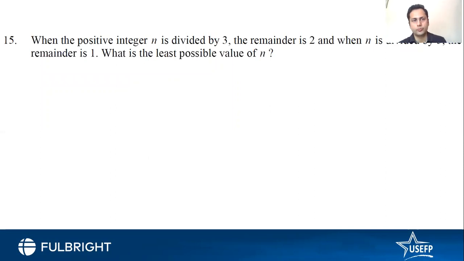So next question. When the positive integer n is divided by 3, the remainder is 2. When n is divided by 5, the remainder is 1. What is the least possible value of n? Again, pause this video and try to solve it. Give yourself 2 minutes to solve it, and then you can come back to this video and see the solution.